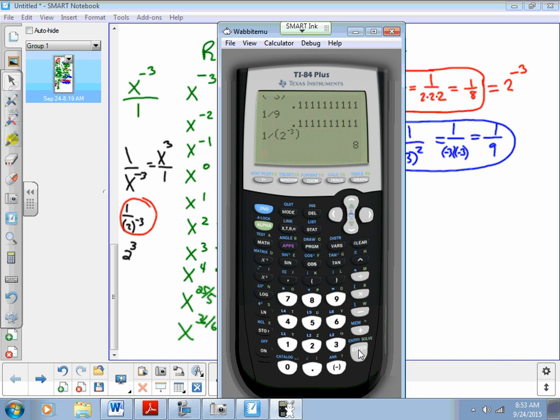Notice I got a positive 8. Okay, do me a favor, type in 2 to the 3 power. Notice I get a positive 8. You agree that 2 to the 3rd power is just 2 times 2 times 2, which is 8. This one is really 1 over 2 to the negative 3 power, but because it's a negative, you can't leave it like that.